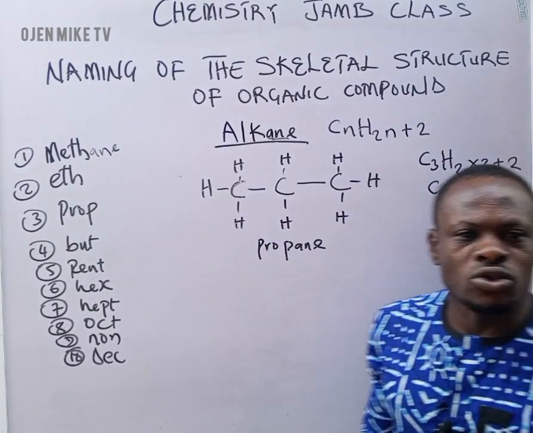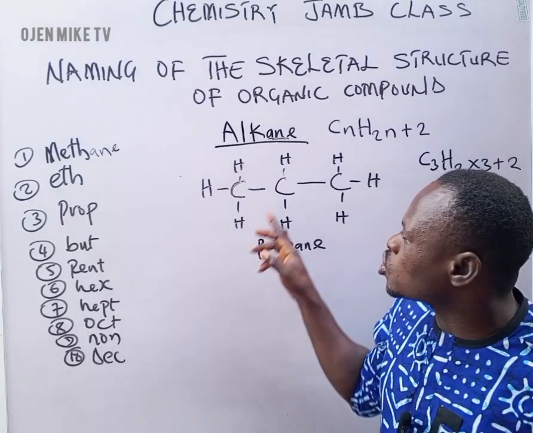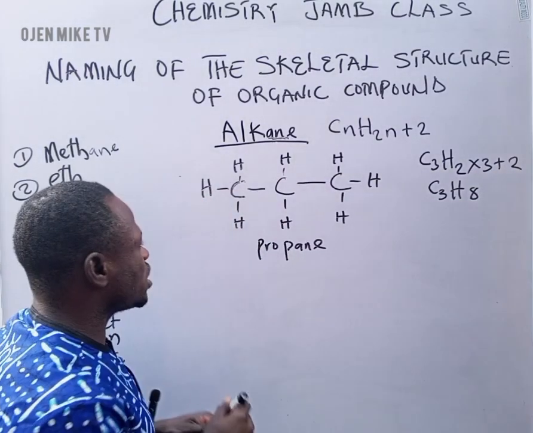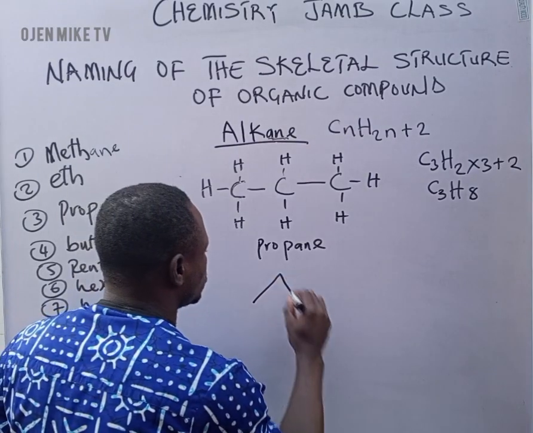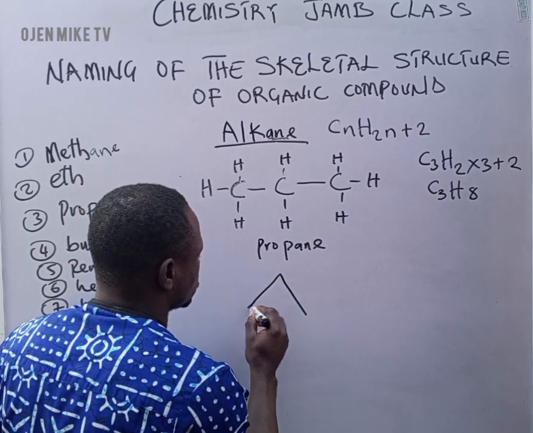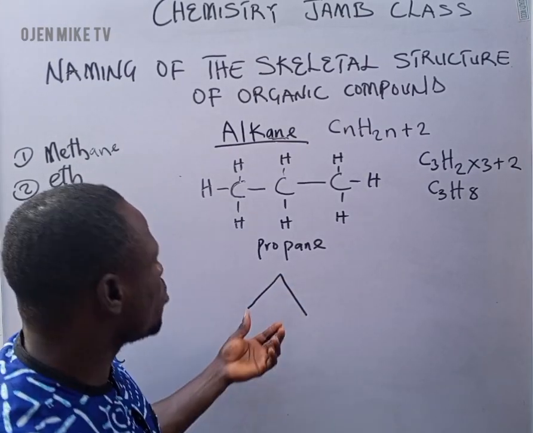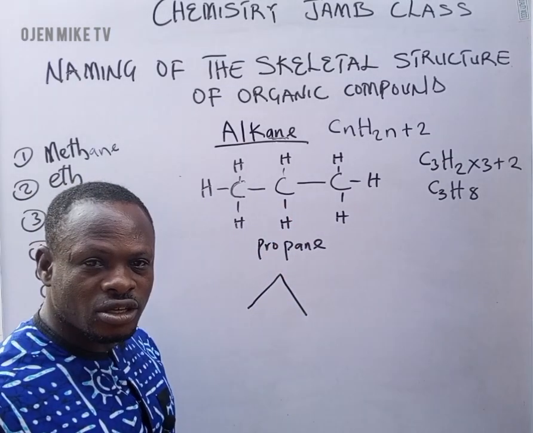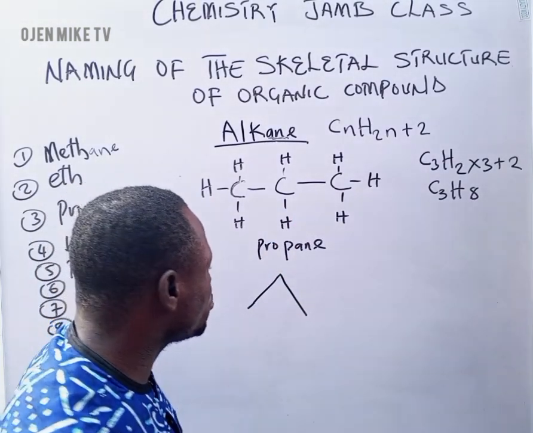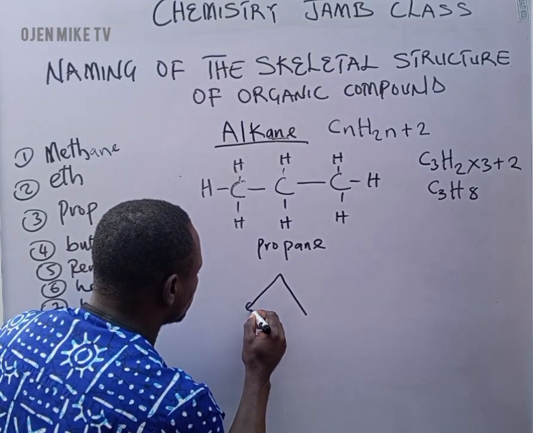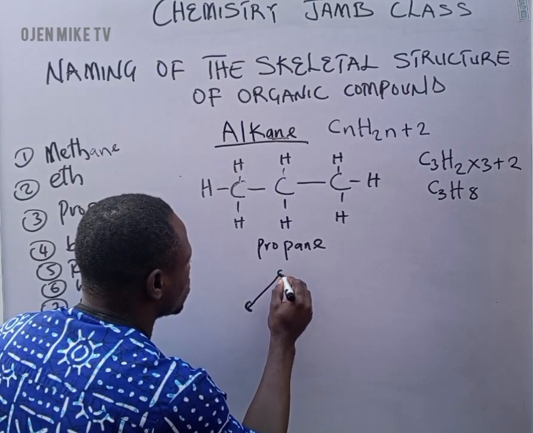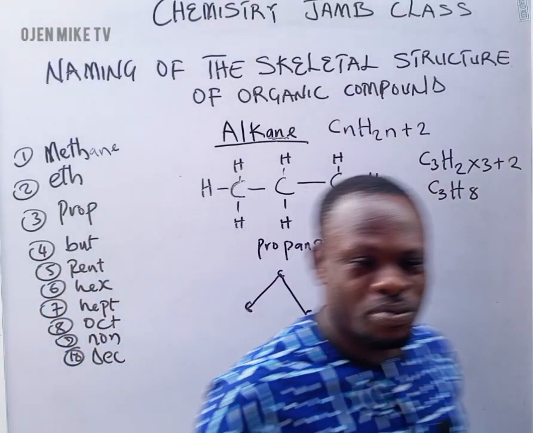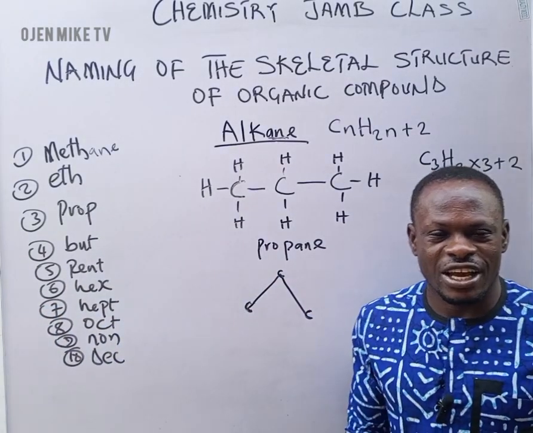Now, if you want to name the skeletal structure of this compound, how do you name it? Let me show you how to draw the skeletal structure. 1, 2. If I see a compound like this, this compound is called propane. Do you get that? How is it propane? This is 1 carbon atom, this is 2 carbon atoms, and this is 3 carbon atoms. So this compound is called propane. It's not magic. Are you following?